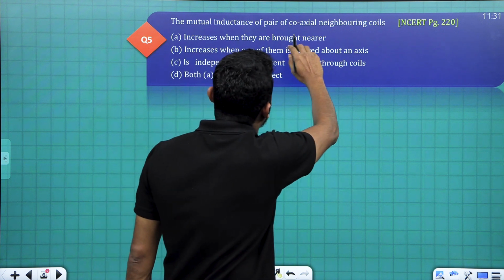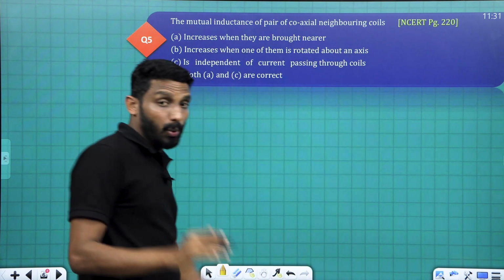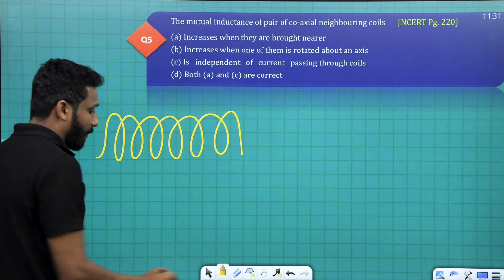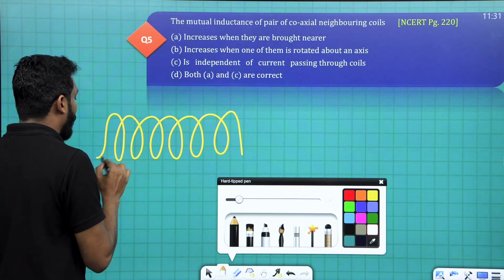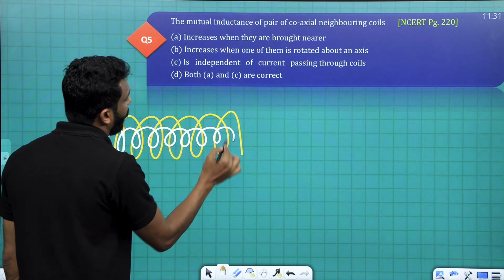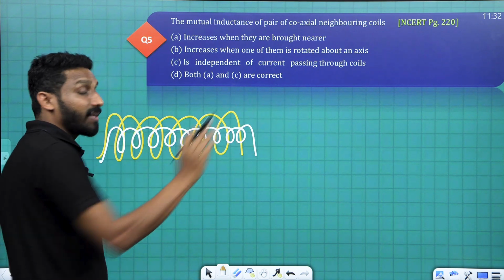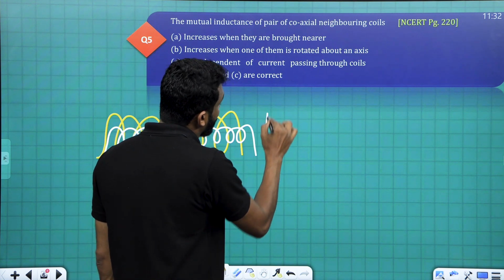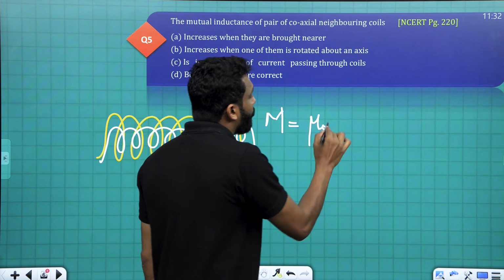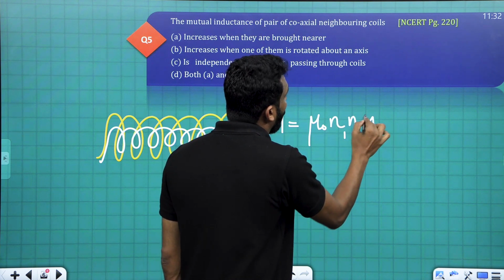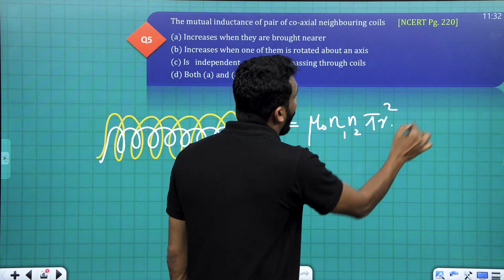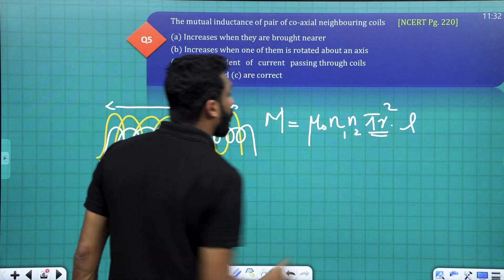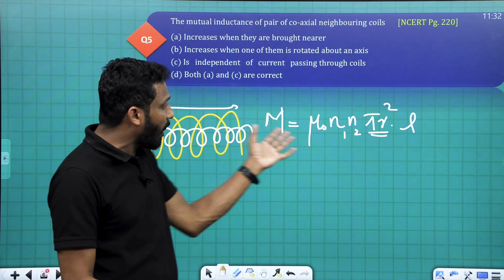Question number 5. The mutual inductance of a pair of coaxial neighboring coils. Let this be the outer coil and considering an inner coil, which are coaxial, having the same axis for both of them. Then what about the mutual inductance? Mutual inductance M is equal to mu 0 n1 into n2 then pi r square into length. Let this be the length of the two coils. This pi r square is the cross-sectional area of the inner coil. Then this is the formula for mutual inductance.